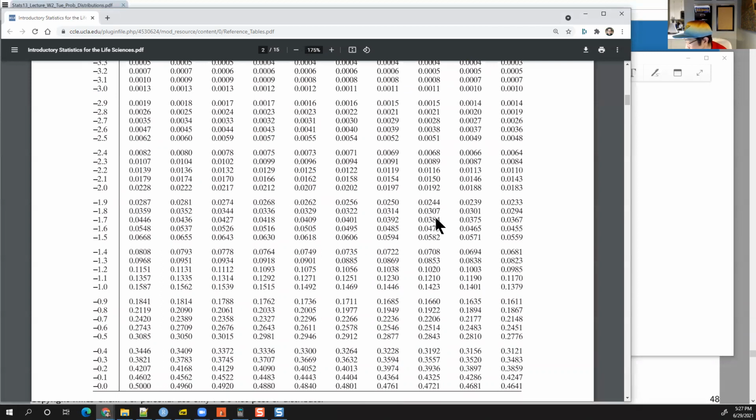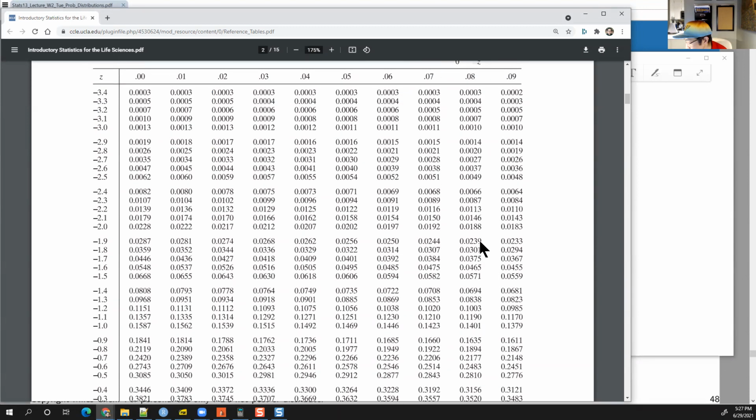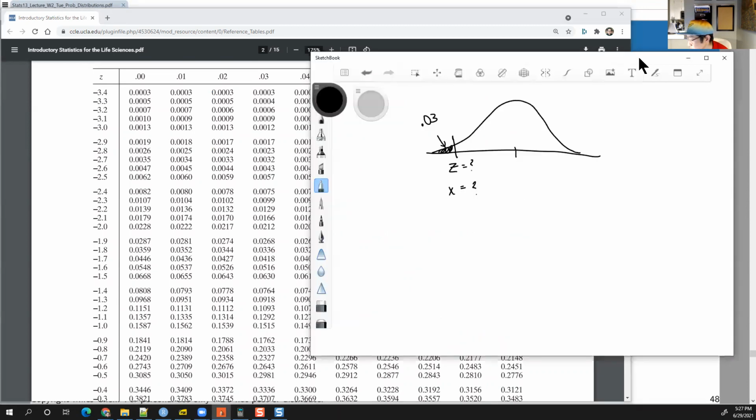So we're looking through here. I got 0.0287, 0.0294, 0.0301. I think this is our best candidate. Negative 1.88 gives me an area of 0.0301. So we're going to say z is equal to negative 1.88. And then z is equal to x minus the mean divided by the standard deviation.